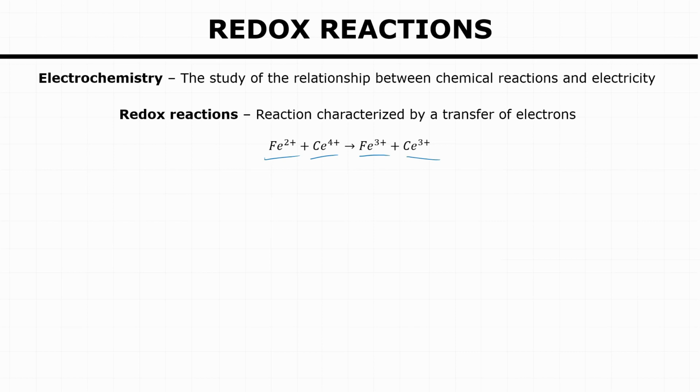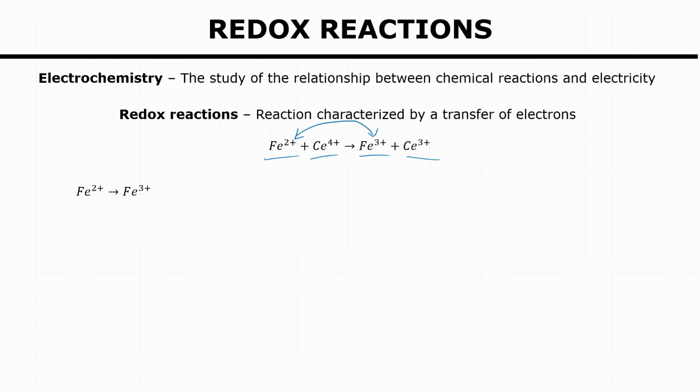So we can take a redox reaction and split it up into two different half reactions. One of them is going to involve giving off an electron, and the other one is going to involve taking in an electron. So let's look at that first one, which is giving off an electron. You can see that iron is going from 2 plus to 3 plus.